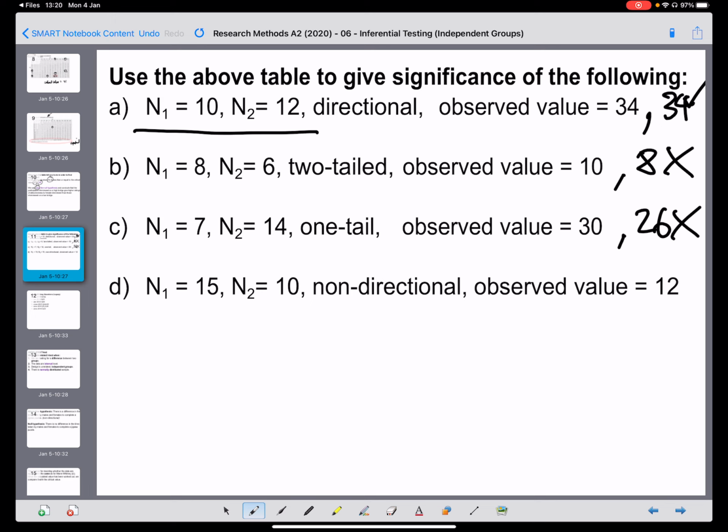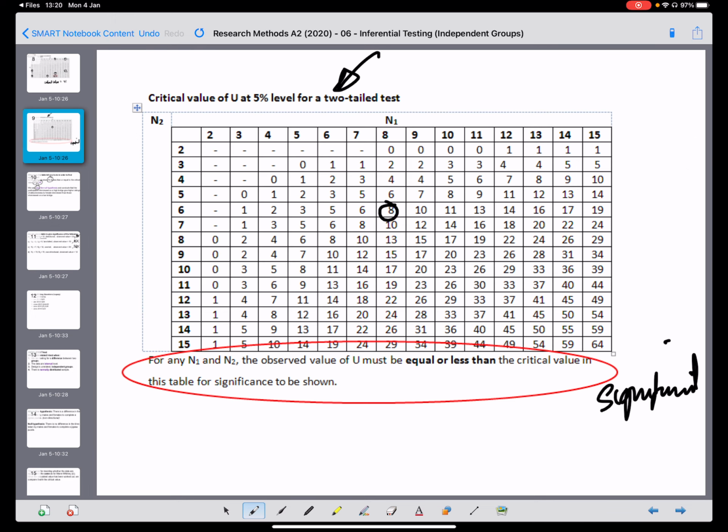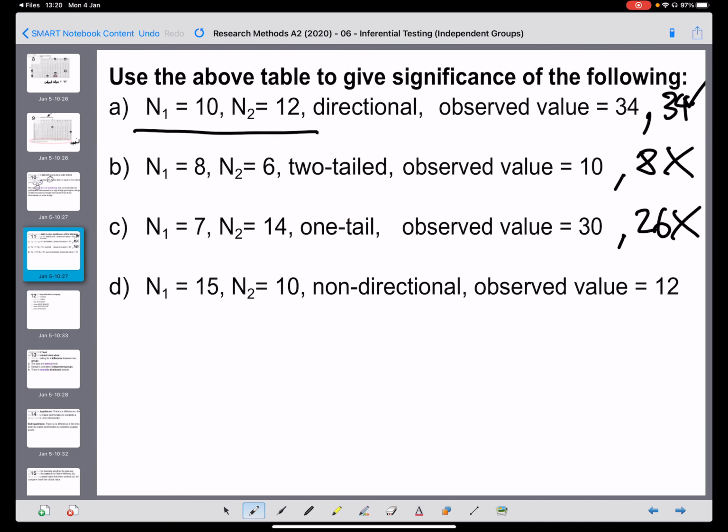Therefore, the next one is 15 and 10. 15 and 10 is 39. So therefore, it is significant. And just obviously look at those types of values, even though they're quite significantly different, don't worry about it. Just do exactly what they said. They said that the 12 must be less than 39. So therefore, it's significant.